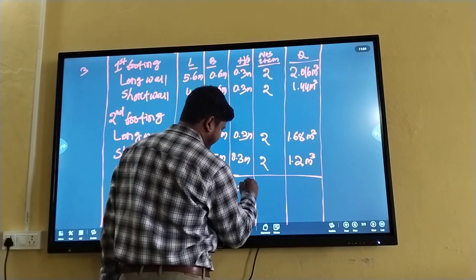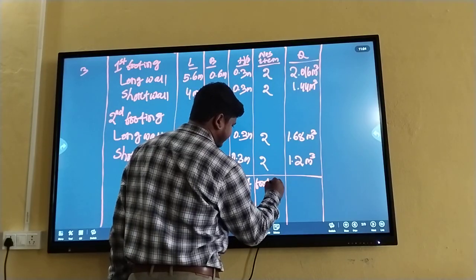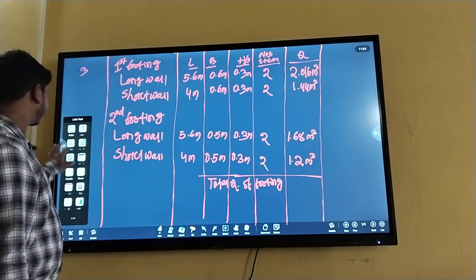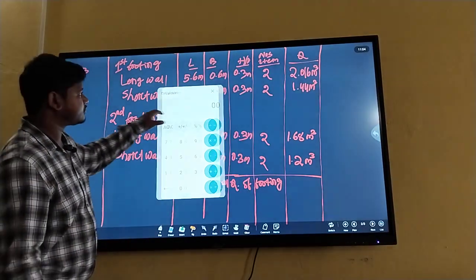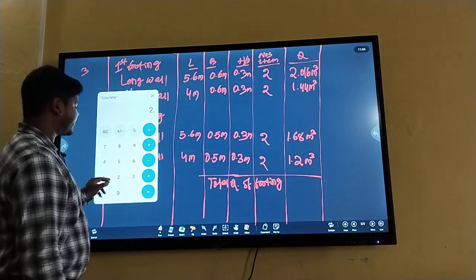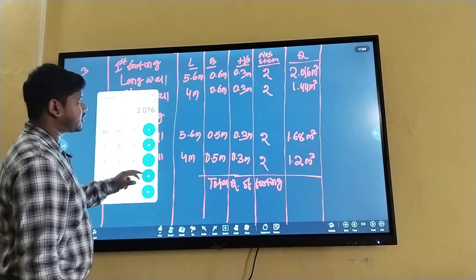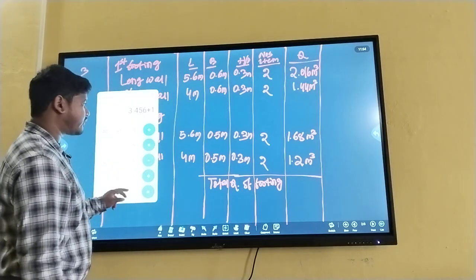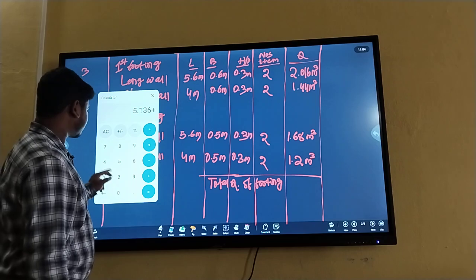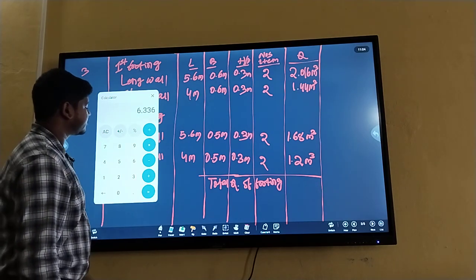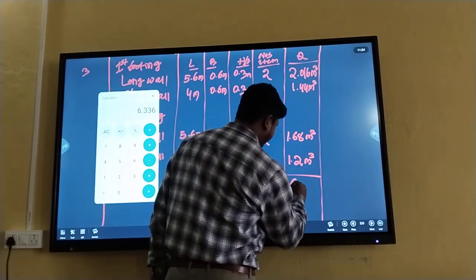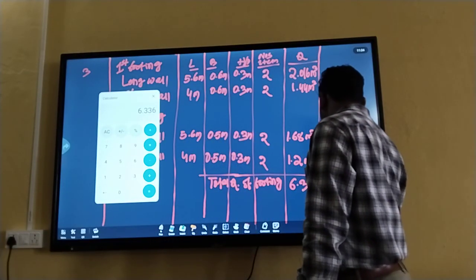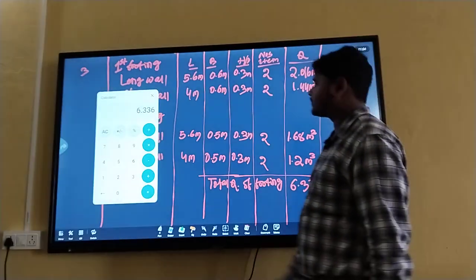So we can calculate the total quantity of footing, that is 2.016 plus 1.44 plus 1.68 plus 1.2. So total footing quantity is 6.336 meter cube.